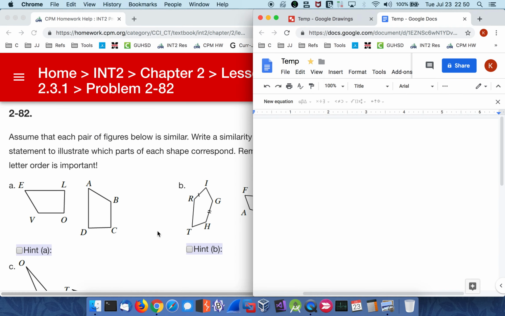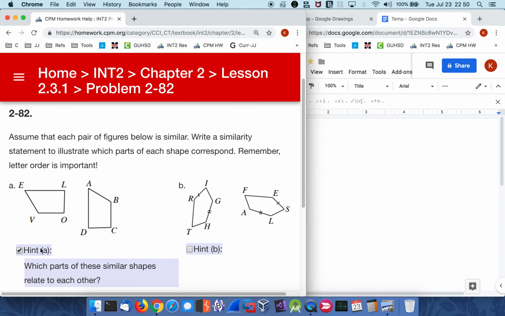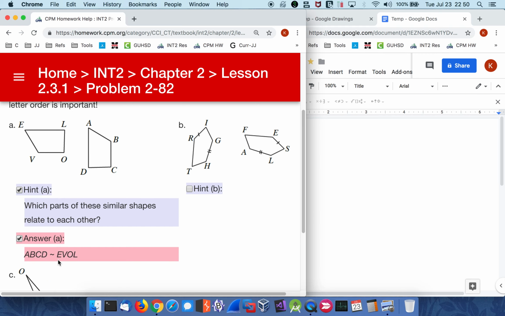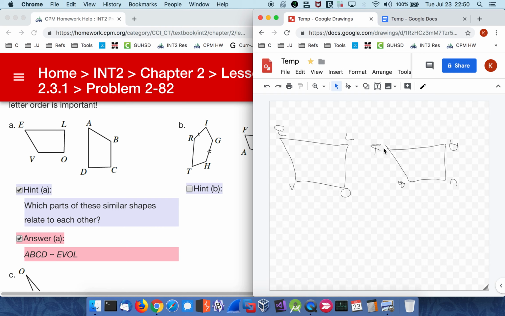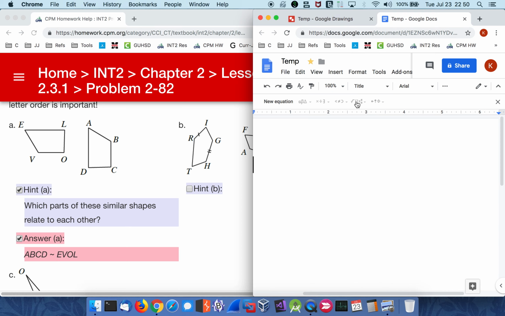Let's do the second one. Let's do B. Well, let's make sure what they say. Answer: ABCD equals EVOL. So they went ABCD, so they went left to right. So ABCD, and then they said equals EVOL. Yeah, that's the same. We just recognized that they put the word love in there, so we did that. That's cute. Okay.